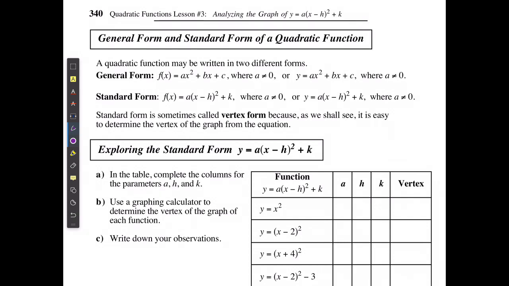In the first case, we had our general form, and now we have what's called our standard form or vertex form, because we're going to be able to pull the vertex easily from this equation. The vertex form is in the form of f of x is equal to a bracket x minus h squared plus k.